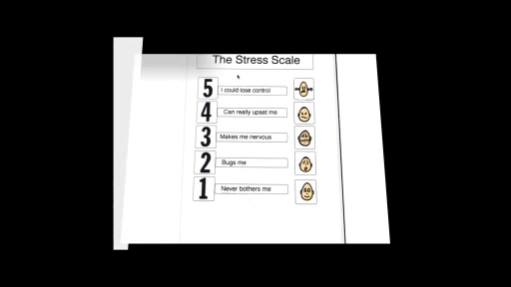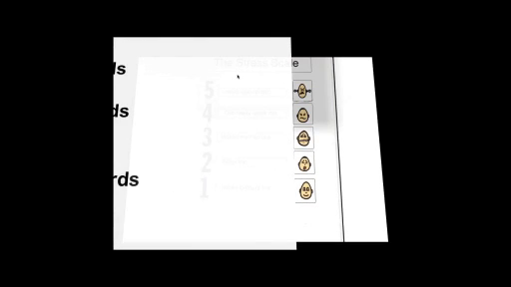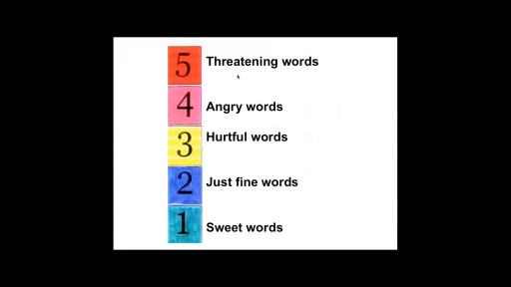You can also use this when you're teaching, like I said earlier, those appropriate words that you might use in a situation. So these are threatening words and those are not appropriate. It's not okay to say, I'm going to kill you, to someone when you get angry. So it's okay to be angry, but we choose different ways to communicate that.